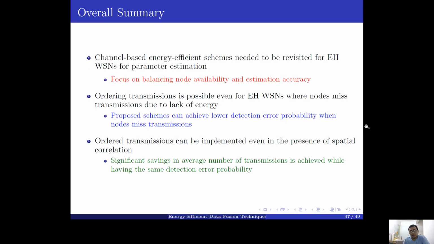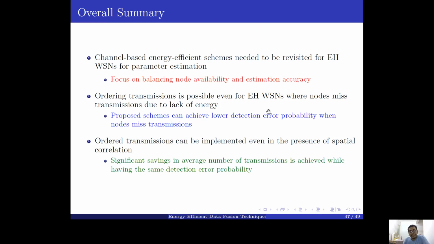So, as an overall summary of what we have done in this work, we first studied channel-based energy efficient schemes for parameter estimation with energy harvesting wireless sensor networks and found out that, unlike the case with conventional wireless sensor networks, the focus shifts towards balancing node availability and getting a better estimate.